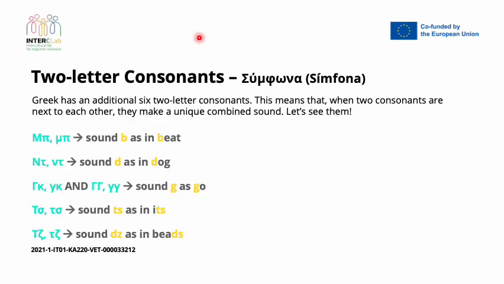So, let's see what the Greek language still has in store for us. The next thing we're going to go over is what we call 2-letter consonants. Greek has an additional 6 consonants which consist of 2 letters, of 2 consonants. This means that when those 2 consonants are next to each other, they make a unique combined sound. So let's try and see what they look and what they sound like.